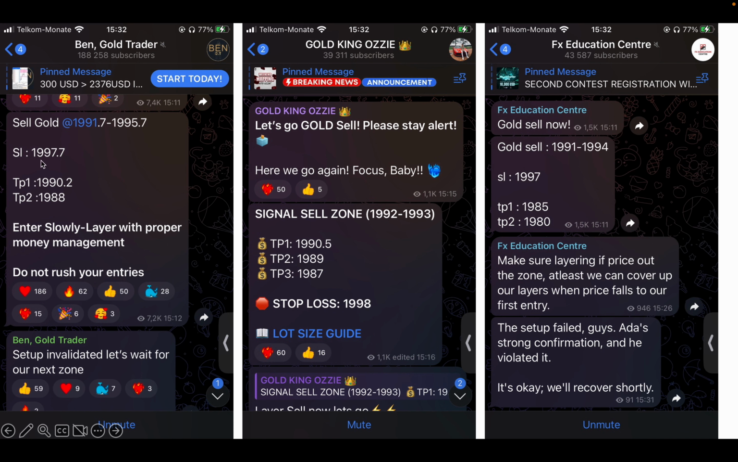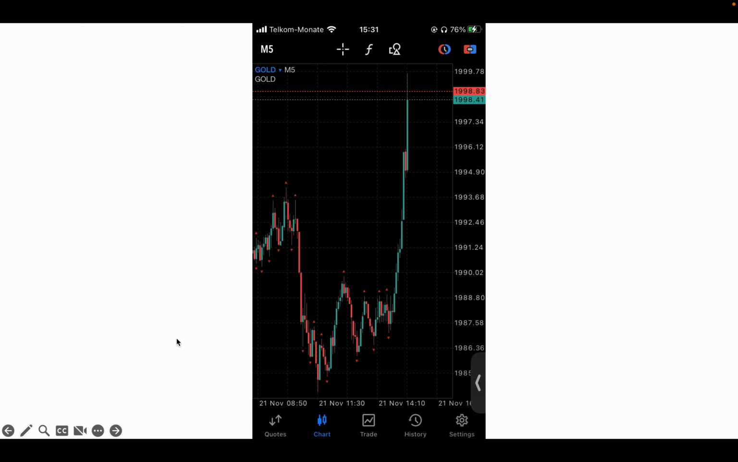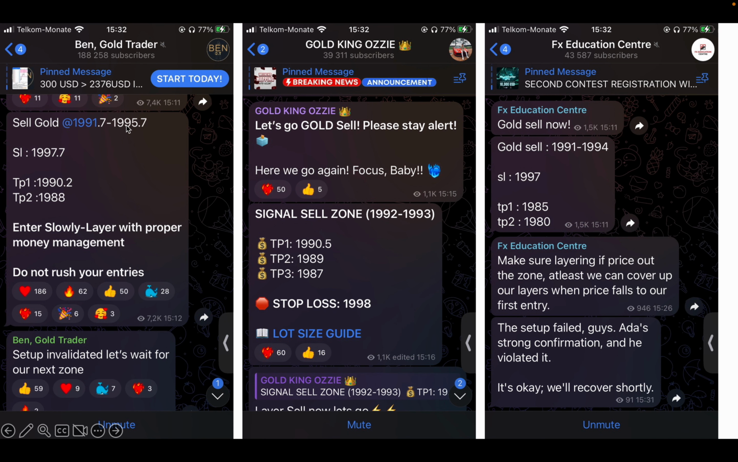And look at their stop loss. The stop loss was 1997. The stop loss was 1998. The stop loss was 1997. And look where the price went to. 1998. They got stopped out. They got liquidated.